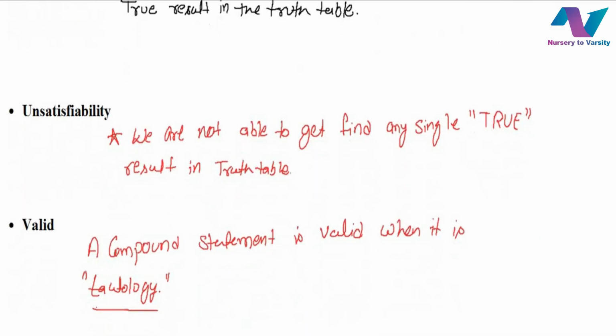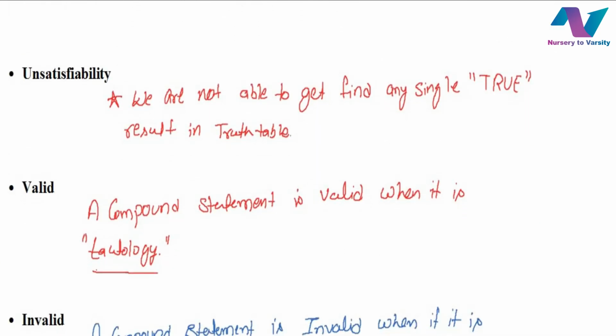In unsatisfiability, we are not able to get any true value in the last column of the truth table. So what we can conclude is that contradiction follows the unsatisfiable rule, because it contains no true value. In contradiction we are getting all false, all capital F. So from the definition of unsatisfiability, we can conclude that the contradiction follows unsatisfiability.